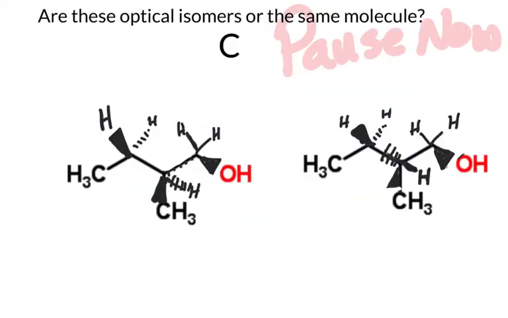And pause your video as you try letter C, and then when you return, I'll show you the answer. The first part of this, you should find the asymmetric carbon, which we found earlier is this carbon here. And we're going to compare it to see what happens here.